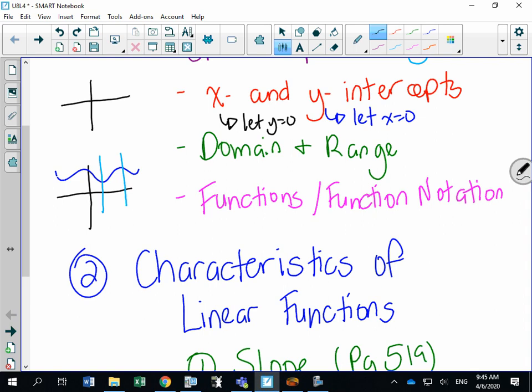If I gave you a graph that looked like this, and I said, is that a function? You would say no. That's not a function. It fails a vertical line test because a vertical line cuts through my graph at two separate points. This graph here would be considered a relation. This graph is a relation and a function.